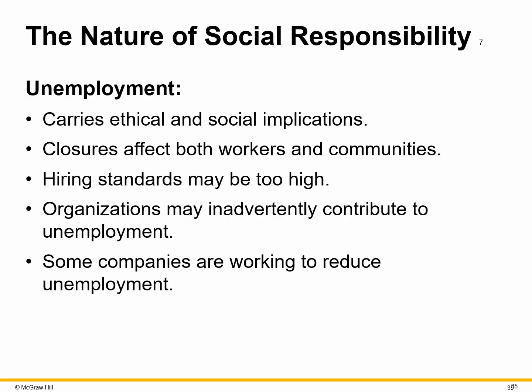We're still looking at the nature of social responsibility. Although a lot of you would argue that unemployment is an economic issue, it also has some ethical and social implications. Organizations may inadvertently contribute to unemployment. Deploying automation solutions and artificial intelligence may result in needing fewer employees to accomplish certain tasks. So that would lead to laying off employees, and so that would be a way of social responsibility, is they're not reducing unemployment.